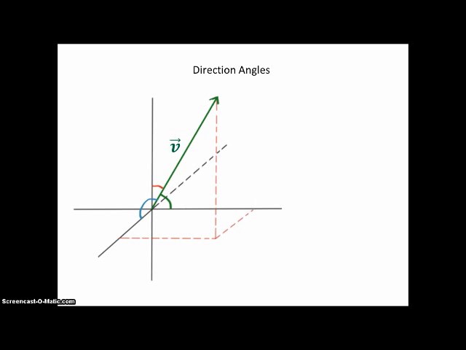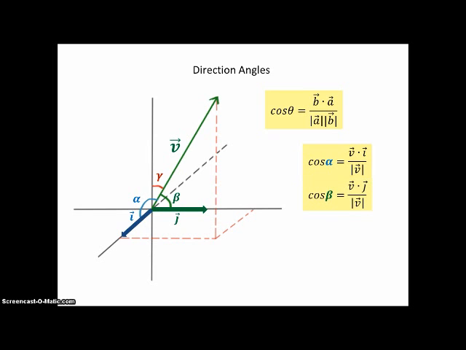Direction angles. Vector V forms 3 angles with the 3 axes. We're going to call the angle made with the x-axis alpha, and the one made with the y-axis beta, and the one made with the z-axis gamma. Recall our formula from the last example. And so to find alpha, we're going to dot V with i, and notice that we don't have to divide by the length of i because the length of i is 1. So we get a nice little easy formula. Likewise for beta, we're going to dot with j, and for gamma, we're going to dot with k.